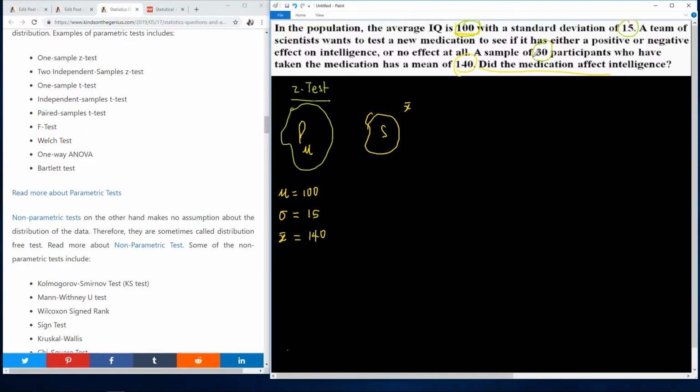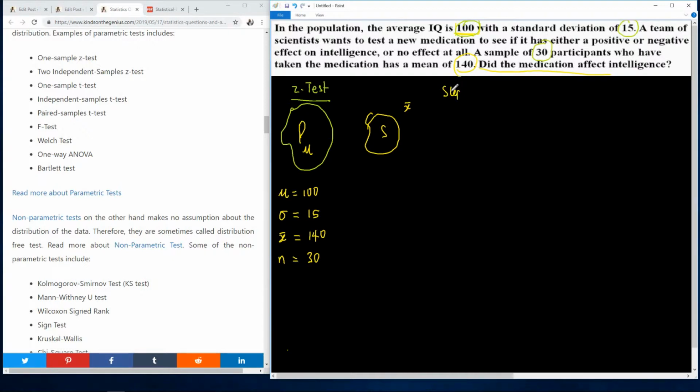So whatever they come out with is simply the sample mean, right? And the number of items we have there is 30. So we have n equal to 30, the number of samples, all right? So basically, this is what you need to do first, extract all the information. So let's now take the steps.